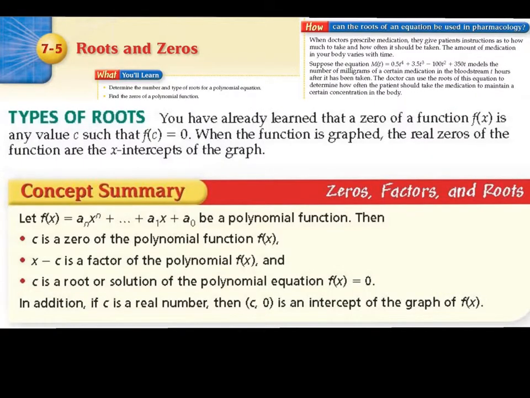You have already learned that a zero of function f of x is any value c such that f of c equals 0. When the function is graphed, the real zeros of the function are the x-intercepts of the graph. Let f of x be a polynomial function. Then c is a zero of the polynomial function f of x, x minus c is a factor of the polynomial function f of x, and c is a root or solution of the polynomial equation f of x equals 0. In addition, if c is a real number, then (c, 0) is an intercept of the graph of f of x.